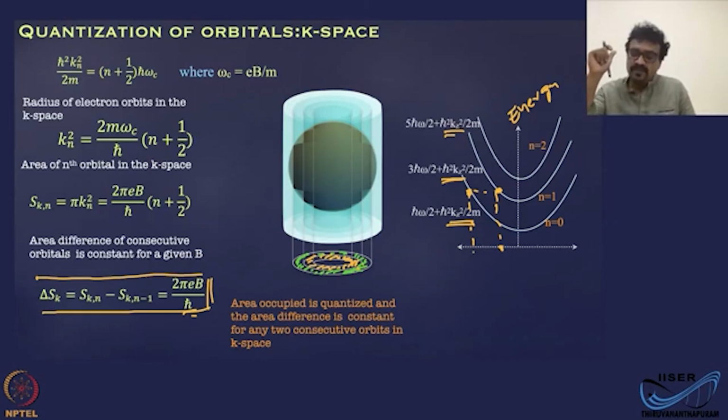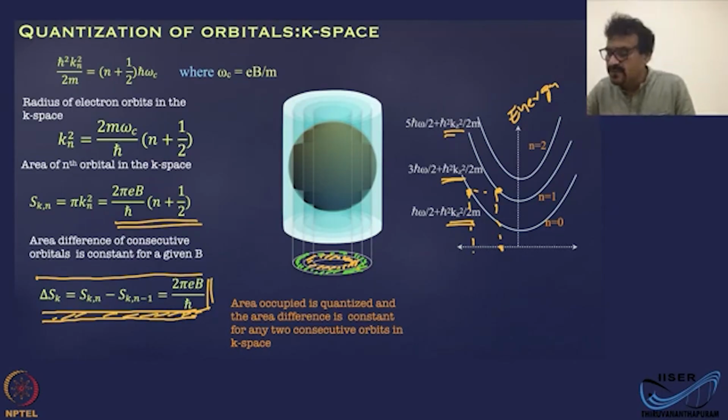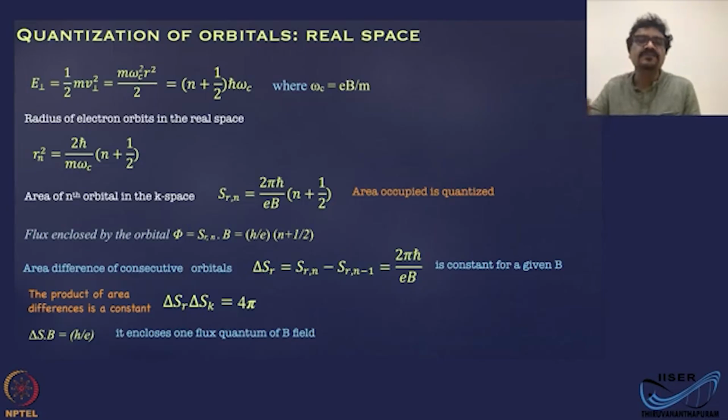Now, but the message we have is the orbitals in the k space are quantized by this relation. Orbital area is quantized, and the area difference between successive orbitals is the same for a given B field. Okay. Now let us try to look into what happens when you consider the real space orbitals. Okay.